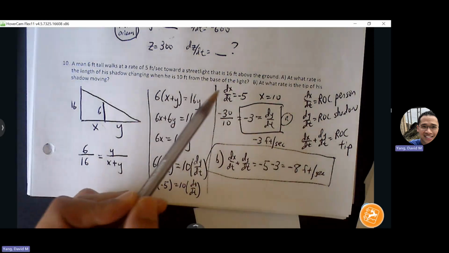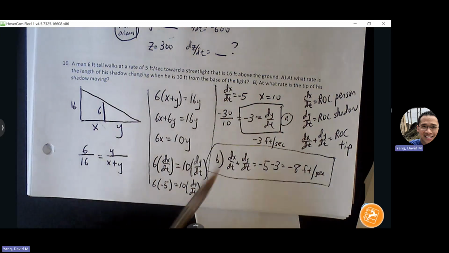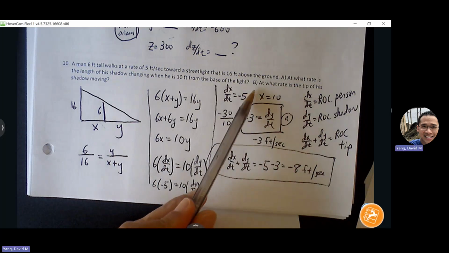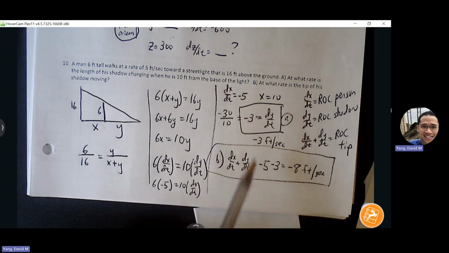Okay, so we have dx/dt, which is -5. Plug that into our equation, solve for dy/dt, and that's part A. Part B, which is to add the two rates together, the person and the shadow length combined, is going to tell us the rate of change of the tip of the shadow.